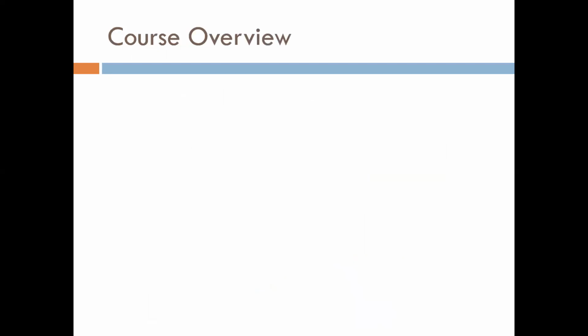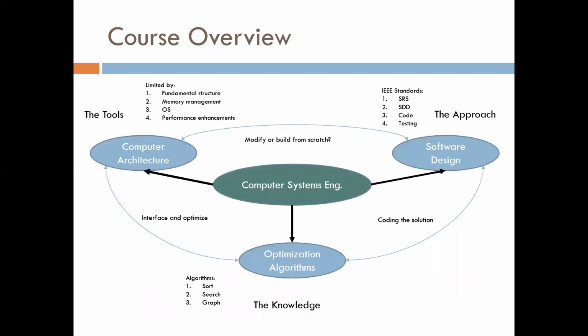So let's take a look again at our course overview, and you'd see as a computer systems engineer, we would like to integrate the computer systems architecture, or the hardware, with some sort of optimization algorithm, as well as a software design approach. And any system which would allow us to interface and optimize with it and build it from scratch or modify it, that is a computer system. And so hence this entire course is dedicated to computer systems and how we can interact with it.